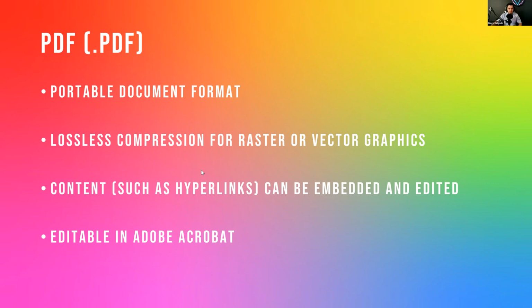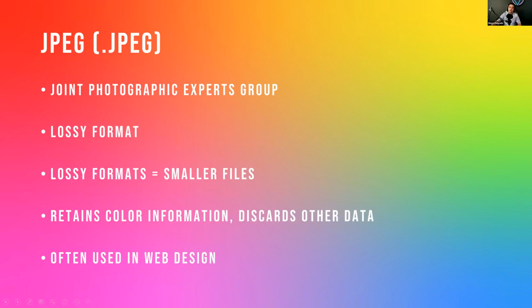Okay, and then we have JPEG or .jpeg files. Stands for Joint Photographic Experts Group. JPEGs are a lossy format, meaning you're going to lose a little bit of image data and it's going to be compressed every time you save it. But a perk of lossy formats is that lossy formats equal smaller files because you're actually losing image data. It's mainly going to focus on retaining color information and it disregards other image data. So if color is something really important to you, maybe consider a JPEG. JPEGs, because they're a lossy format and they compress really well, are often used in web design because web pages load them pretty easily and pretty quickly.